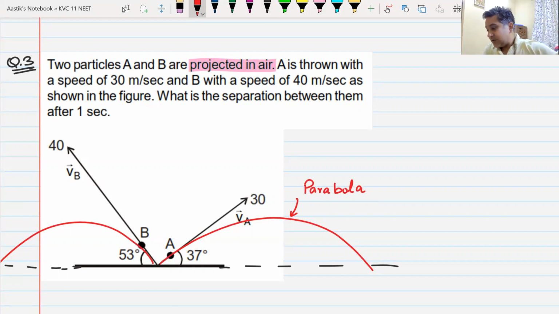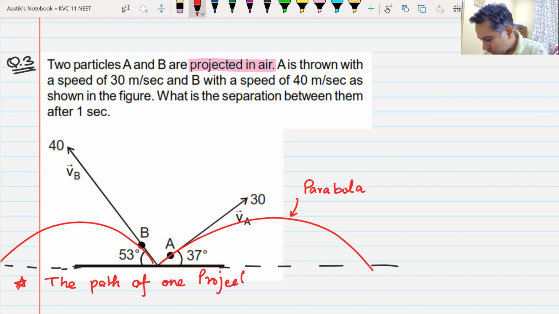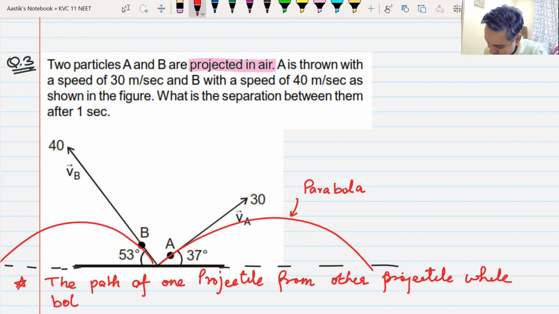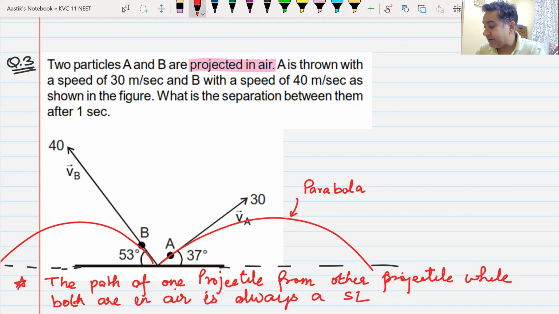One more note that you must write, which might come as a question in NEET, is this: the path of one projectile from the other projectile, while both are in air, is always a straight line. A very important point.